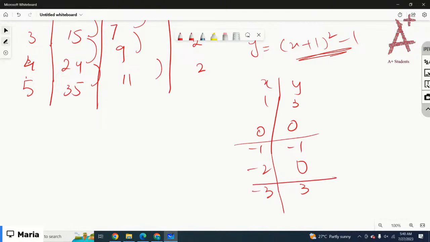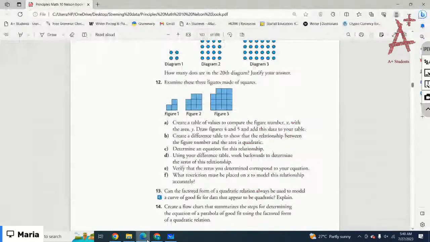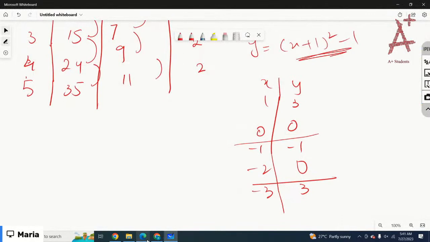Got it? And for the E part, you have to verify the zeros. Okay, you have to verify. Just put the values in the equation. X is 0, y is 0. Yes, it is. Got it?